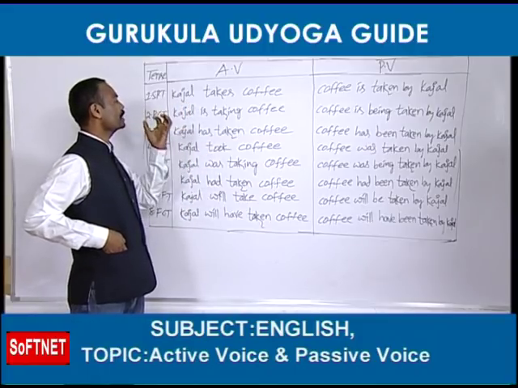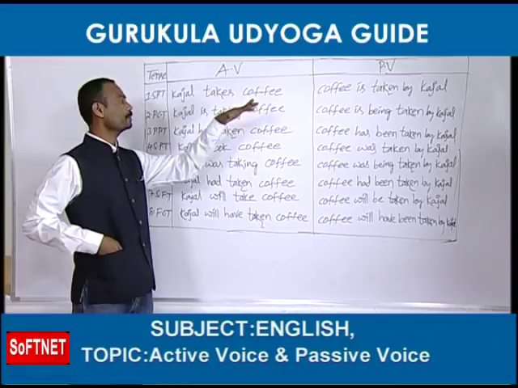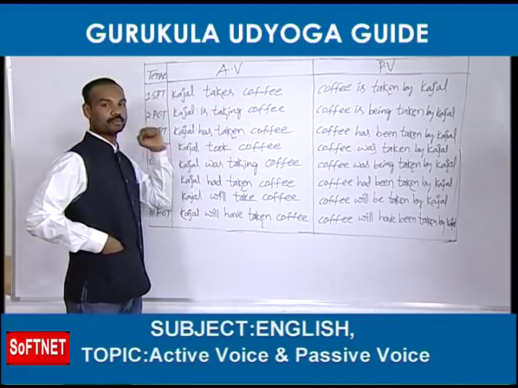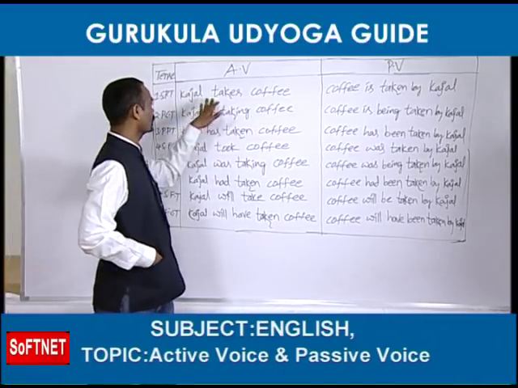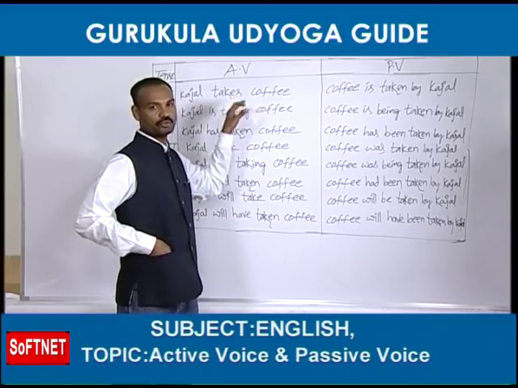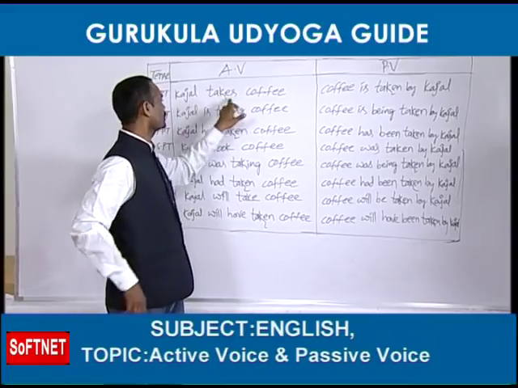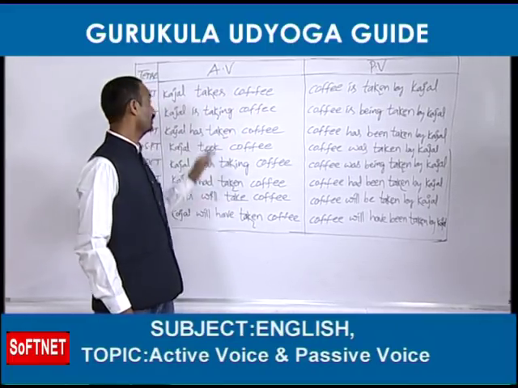Let's learn how to change active voices into passive voices from simple present tense. Simple present tense means V1 will be there. We can easily find out. See, Kajal takes coffee. Here is one example.